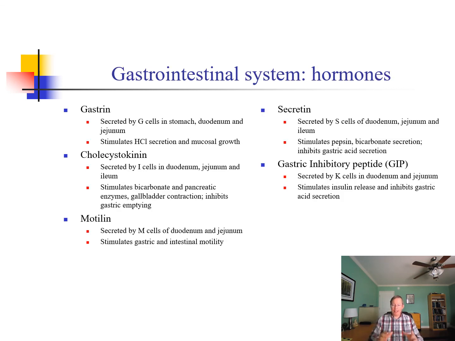So there are many hormones that are at play in the gastrointestinal system. I've selected 5 big players, but there are other players in here. These are typically the ones that are discussed in an introductory level medical physiology class, but there are others. So the first one is gastrin. Now gastrin is secreted by G cells in the stomach, also in the duodenum and the jejunum, and it stimulates hydrochloric acid secretion from the parietal cells.